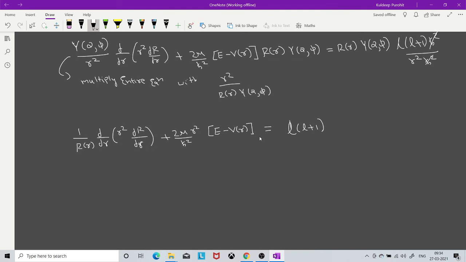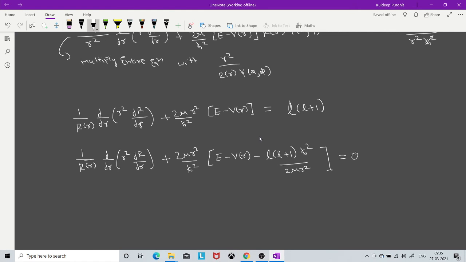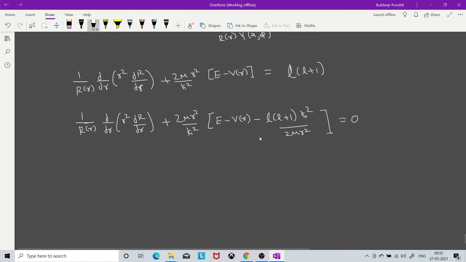So now I have this thing with me, and I can take this term here. 1 upon R of r d by dr r square dR by dr, plus 2 mu r square by h cut square, E minus V of r, and I am also clubbing this term in this bracket. So I will be having minus L(L+1) h cut square on 2 mu r square, and this is equal to 0.